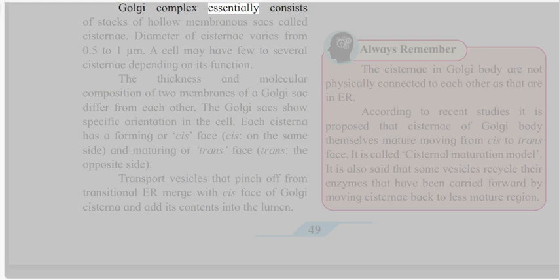Golgi complex essentially consists of stacks of hollow membranous sacs called cisternae. Diameter of cisternae varies from 0.5 to 1 µm. A cell may have few to several cisternae depending on its function. The thickness and molecular composition of two membranes of a Golgi sac differ from each other. The Golgi sacs show specific orientation in the cell. Each cisterna has a forming cis face on one side and a maturing trans face on the opposite side. Transport vesicles that pinch off from the transitional region merge with cis face of Golgi cisterna and add their contents into the lumen.